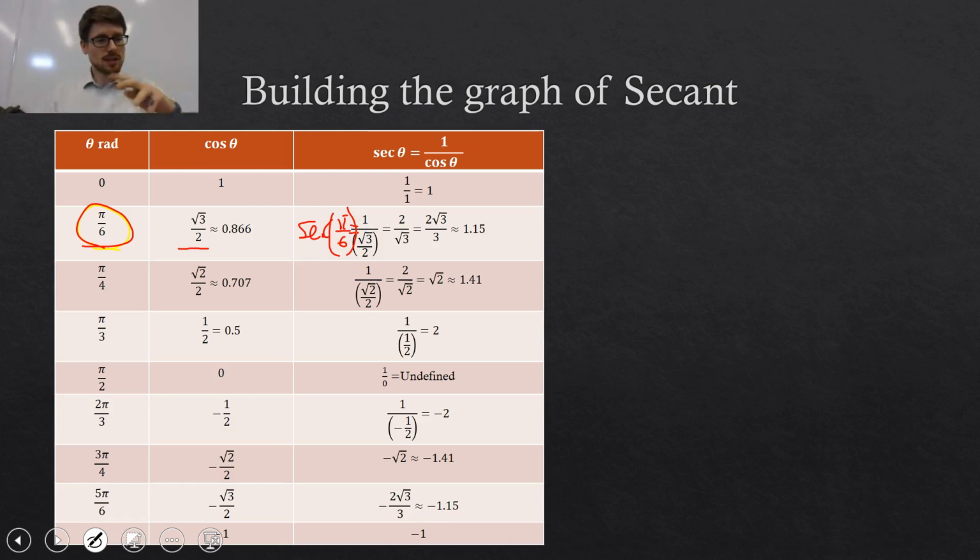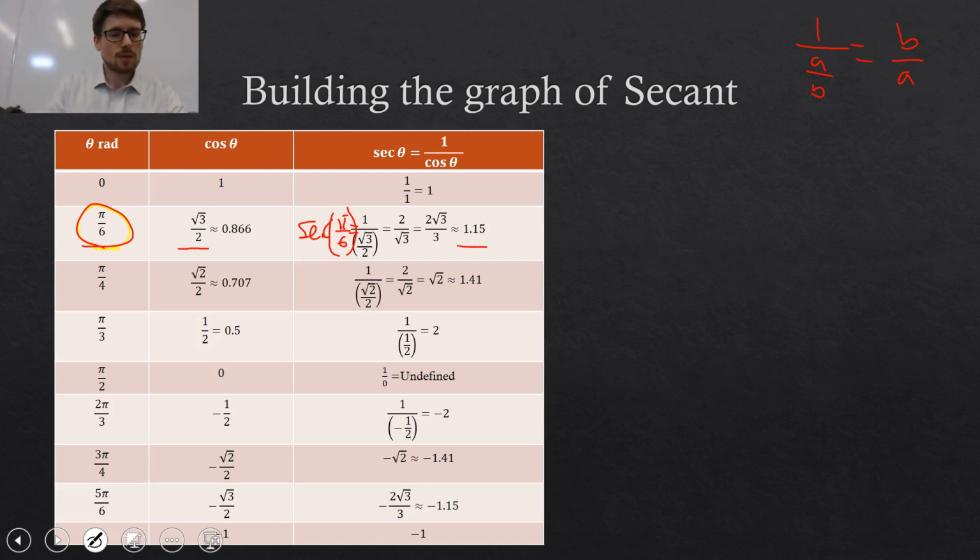And so when you take the reciprocal of a fraction, that means flip the numerator and denominator. So if you take the reciprocal of the fraction a over b, you get b over a. It flips the fraction. And so we get 2 over square root 3. You can rationalize that if you so choose and get 2 root 3 over 3. But more importantly, I want to know what that number is approximately. It's about 1.15. So the secant of pi over 6 is about 1.15.